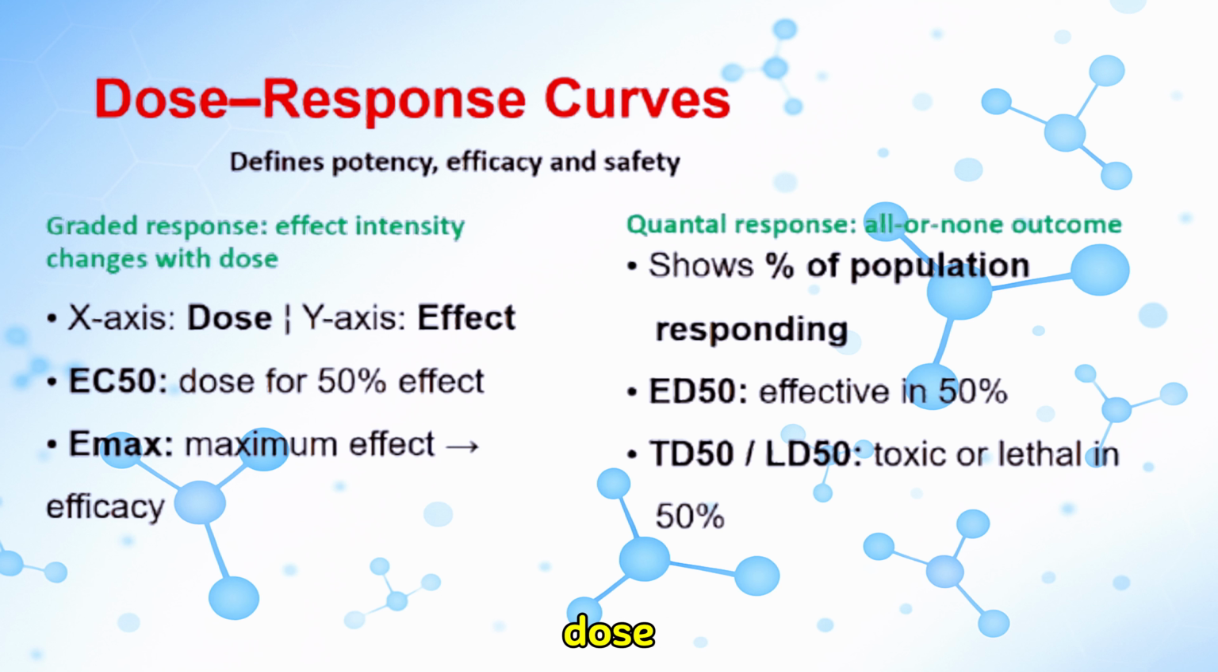First is the graded dose-response curve. Graded curves measure effects that change in intensity. For example, how much a drug lowers blood pressure on the graph. The dose is on the horizontal axis. The size of the effect is on the vertical axis.